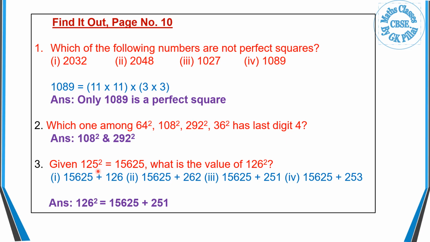Given 125 squared equal to 15625, what is the value of 126 squared? The answer is here: 15625 plus 251. This is the answer. How you are getting this 251, I will be explaining in another question.